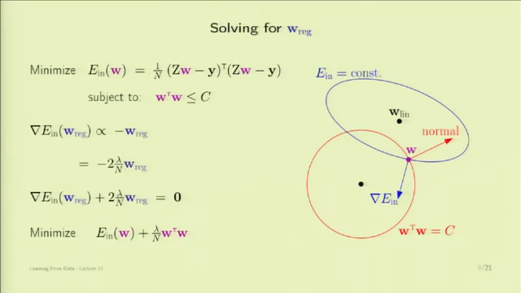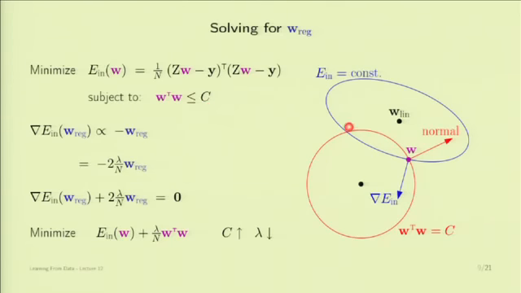But it's a good idea to think of what C is related to lambda, just to be able to relate to the translation of the problem from the constrained version to the unconstrained version. Okay, so the idea is that C goes up, lambda goes down, and vice versa. Okay, so let's start with the following. What happens if C is huge?